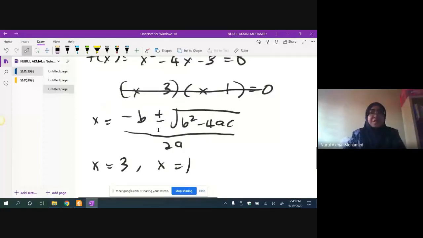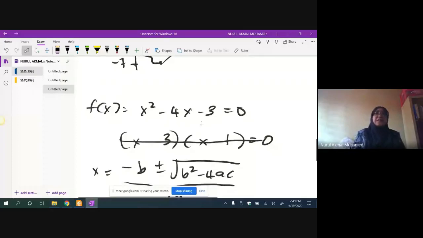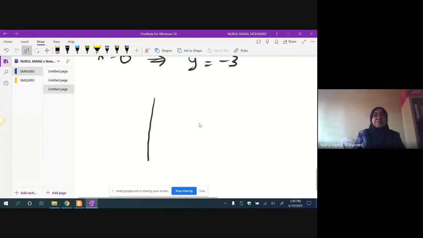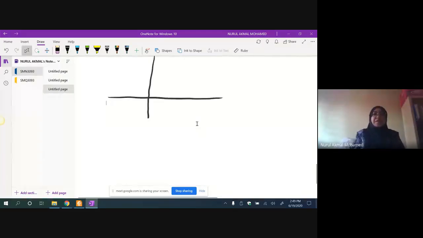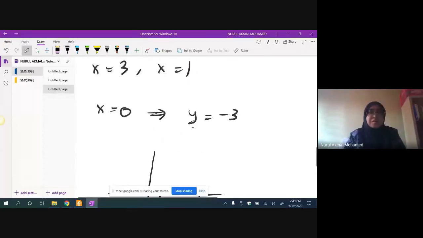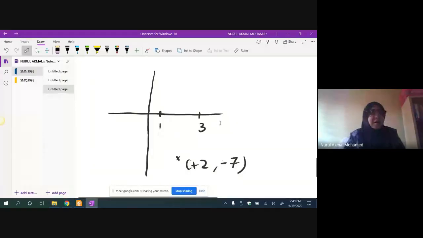So when x is equal to 0, the y will be negative 3. So y is equal to negative 3. Okay, so we can draw the graph. Firstly, you have the coordinates negative 2, 7. Sorry, I think positive 2, negative 7. Okay. And then you have a 3 and 1, okay? Must be somewhere here. And then you also have y equal to negative 3 when x is equal to 0. Sure, I think you have to check this.